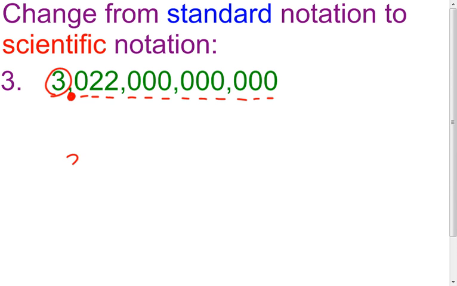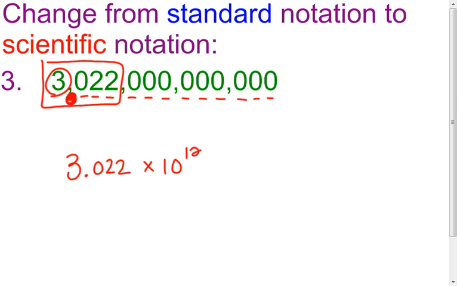So this would actually be 3.022. You can ignore all the zeros after that. So I'm looking at kind of this big chunk right here. But still, to the right of the decimal, I have 12 spaces. So this would be times 10 to the 12th. Positive 12, since my numbers are to the right of the decimal.